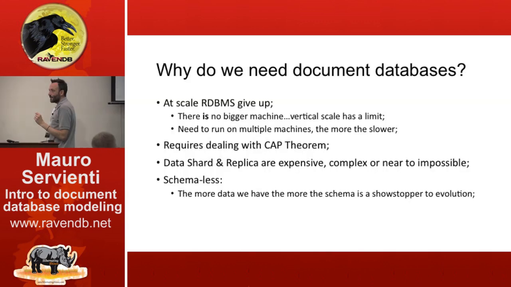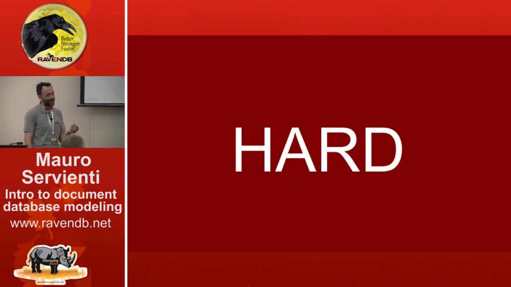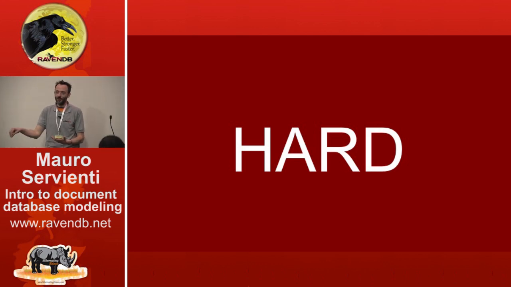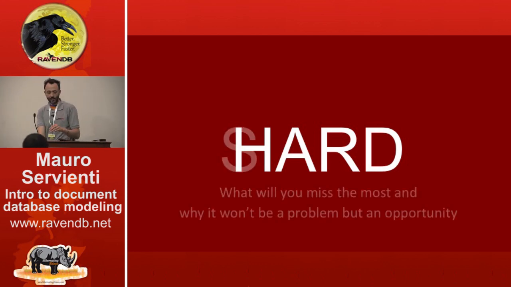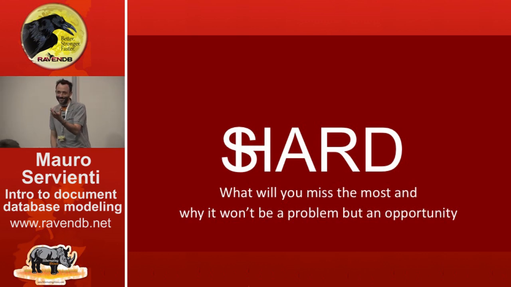In the end, why do we really need a document database? Well, we have already said all of this stuff, so let's get to the hard part. What is really hard when switching from a relational model to a document-based model? And I have to say that the first thing is that sharding is hard.